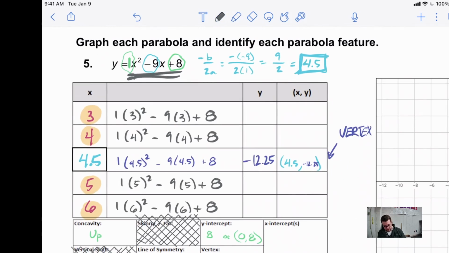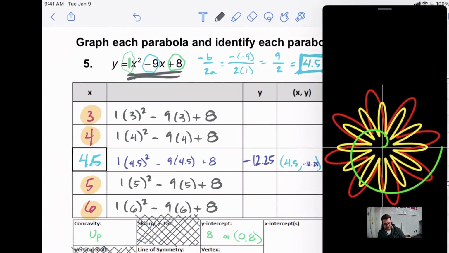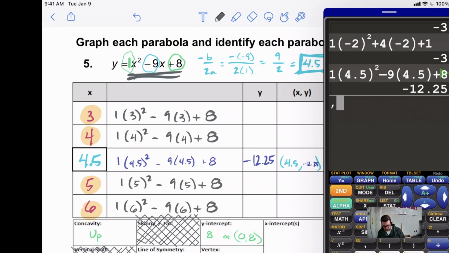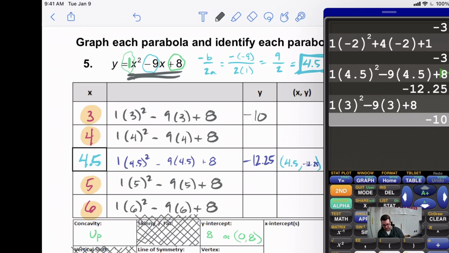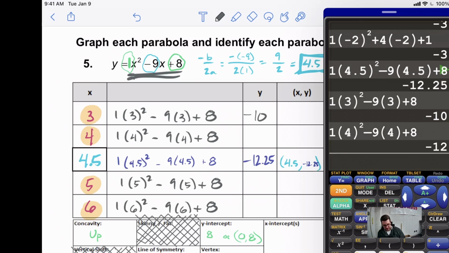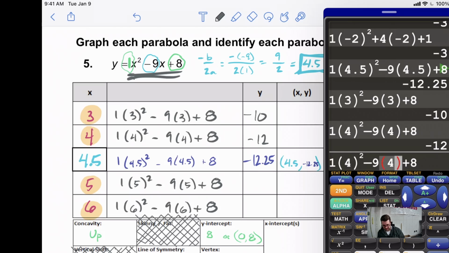So at this point, let's let our calculator do the work. So we'll have our 1, parentheses, 3 to the second power minus 9 times 3 plus 8. When you hit enter, we get negative 10 that comes out. Now remember, we're just typing that again, but we're changing the number in the parentheses. So now we're going to change these to both 4s. Then I get a negative 12. Then I'm going to change them to both 5s.